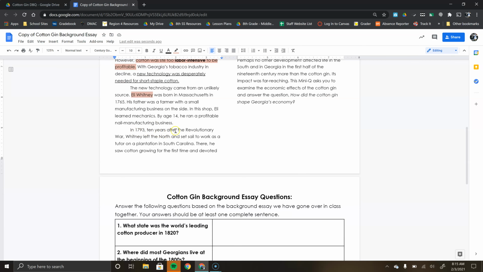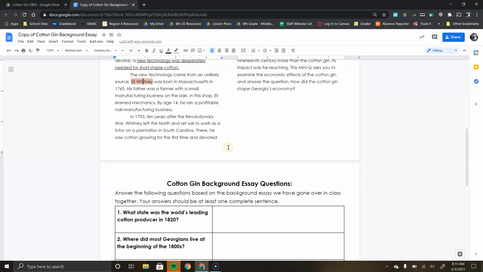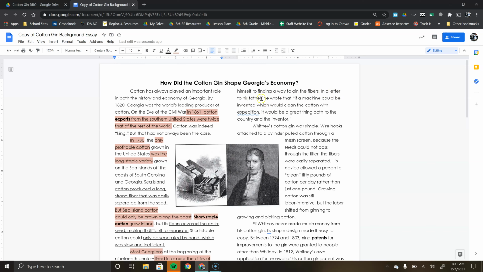In 1793, 10 years after the Revolutionary War, Whitney left the North and set sail to work as a tutor on a plantation in South Carolina. There, he saw cotton growing for the first time and devoted himself to finding a way to gin the fibers. In a letter to his father, he wrote that if a machine could be invented which would clean the cotton with expedition, it would be a great thing both to the country and the inventor.